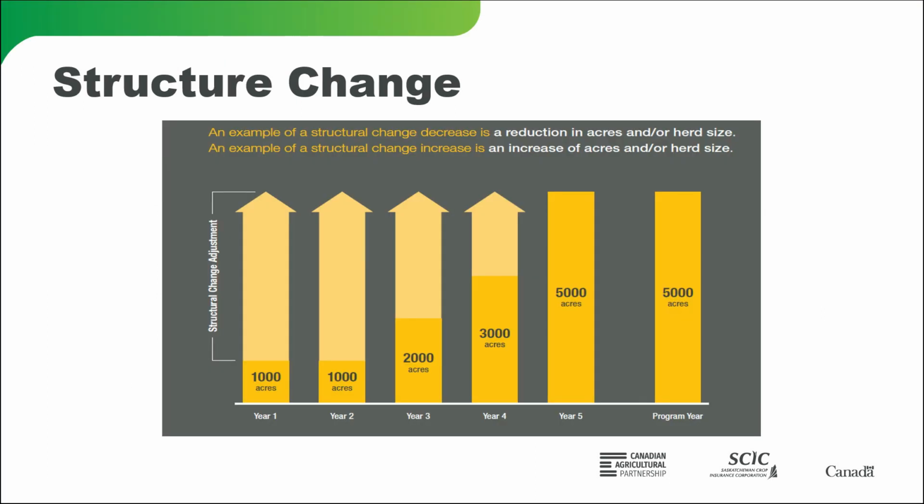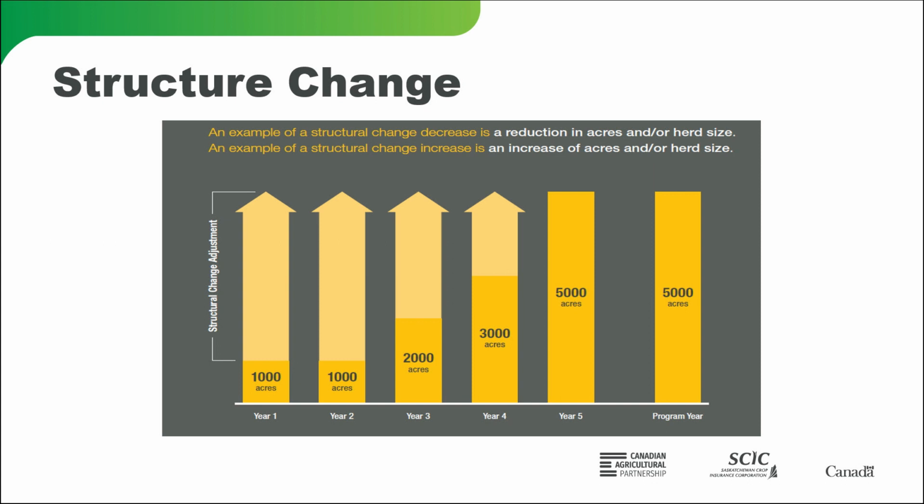Now, we mentioned earlier about structure change. From time to time, your farm operation size might change: expanding acres, maybe reducing acres, reducing your herd size. All of those types of changes we refer to as a structure change. When that occurs, the farming operation's income and expenses for your program year will be different than what occurred in the past.